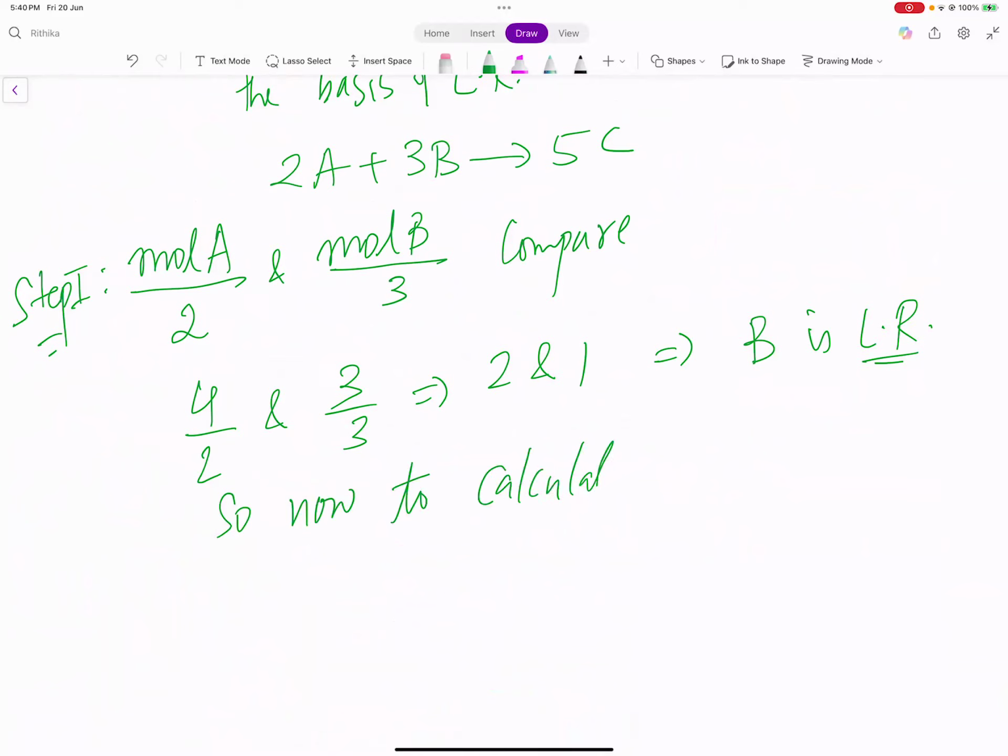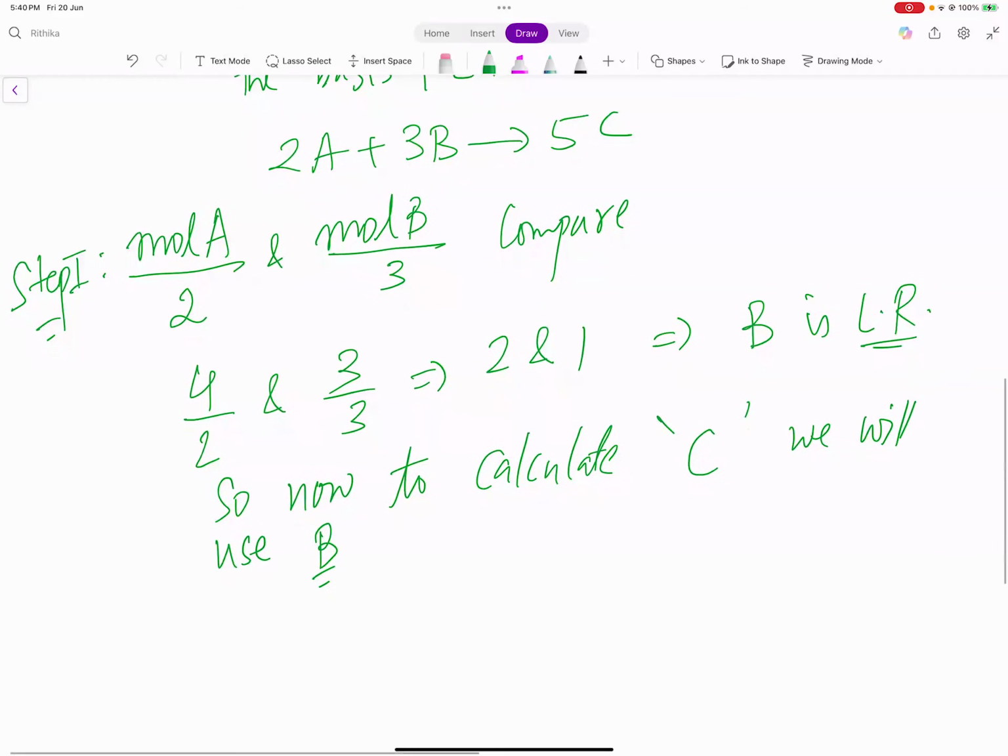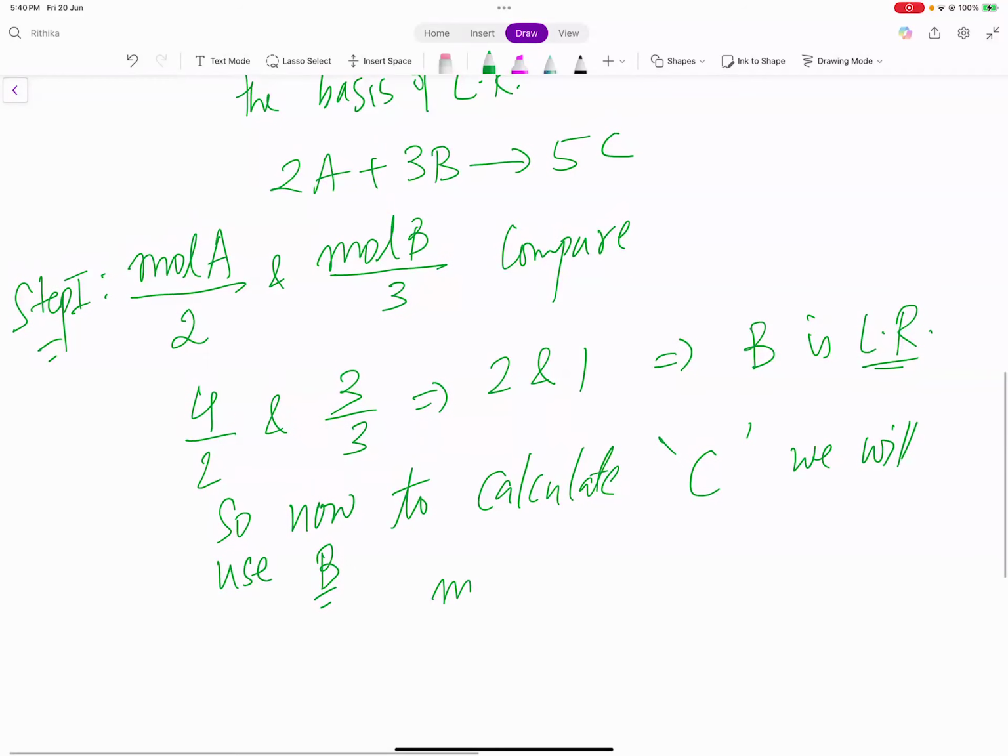we will use B. So how will we go? We will write like this: mole B by 3 is equal to mole C by 5. See, I have not written mole A by 2 equal to mole C by 5, right? Because that will not hold.